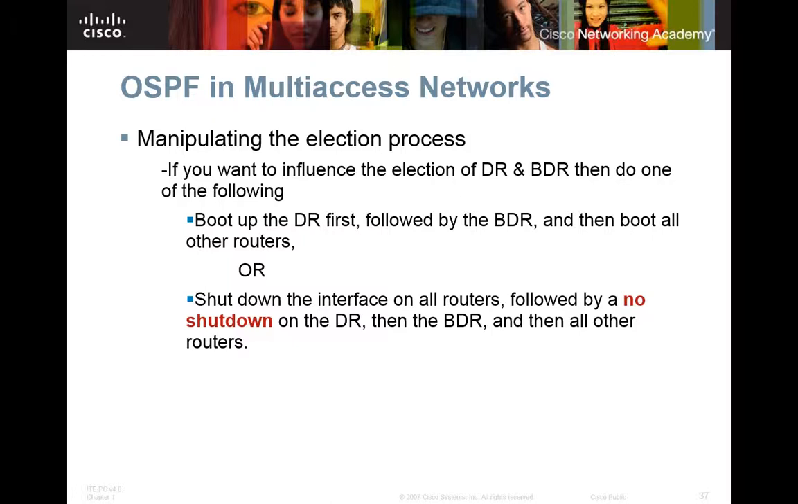Then do one of the following. Boot up the DR first, followed by the BDR, and then boot up all the other routers. Or shut the interface down on all the routers, followed by a no shutdown, first on the DR, then the BDR, and then all the other routers. Which would be easier? I would boot up all the other ones first, then go into no shutdown on every interface.